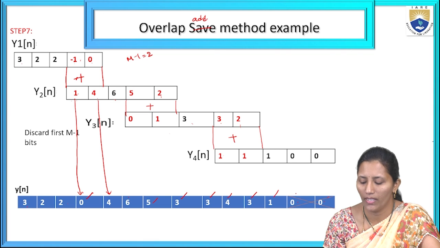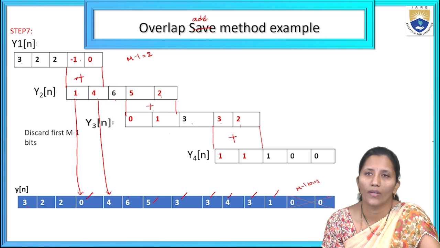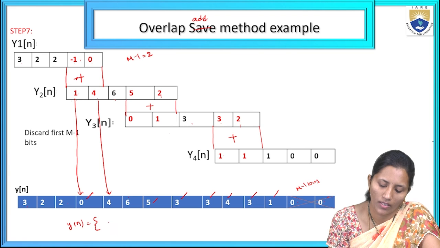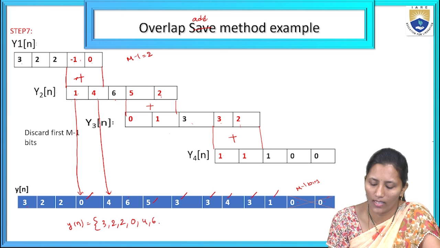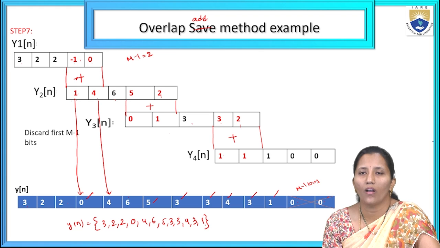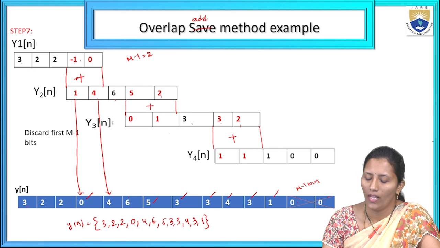The last 2 bits, the m minus 1 bits, we have to discard in the overlap add method. So the final output y of n will become 3 2 2 0 4 6 5 3 3 4 3 1. This is the final output response using the overlap add method.